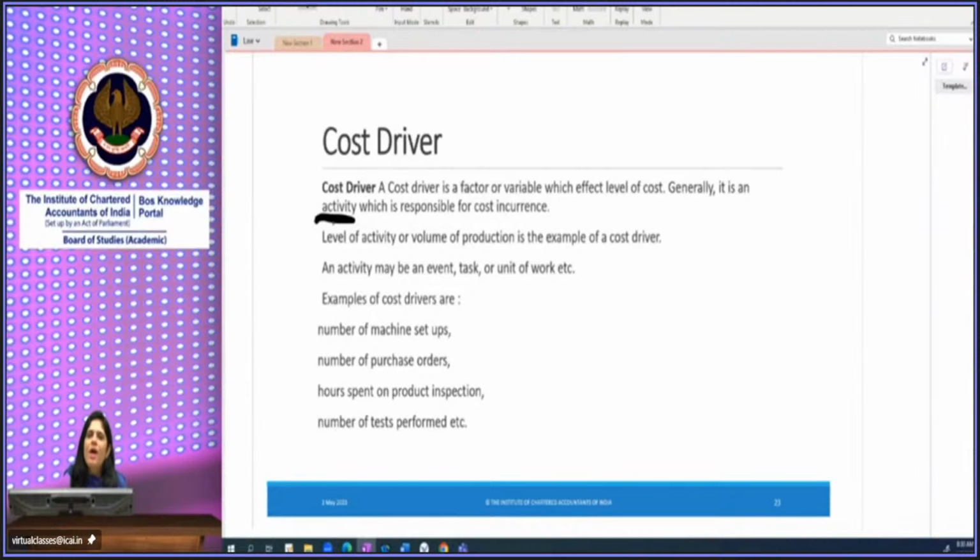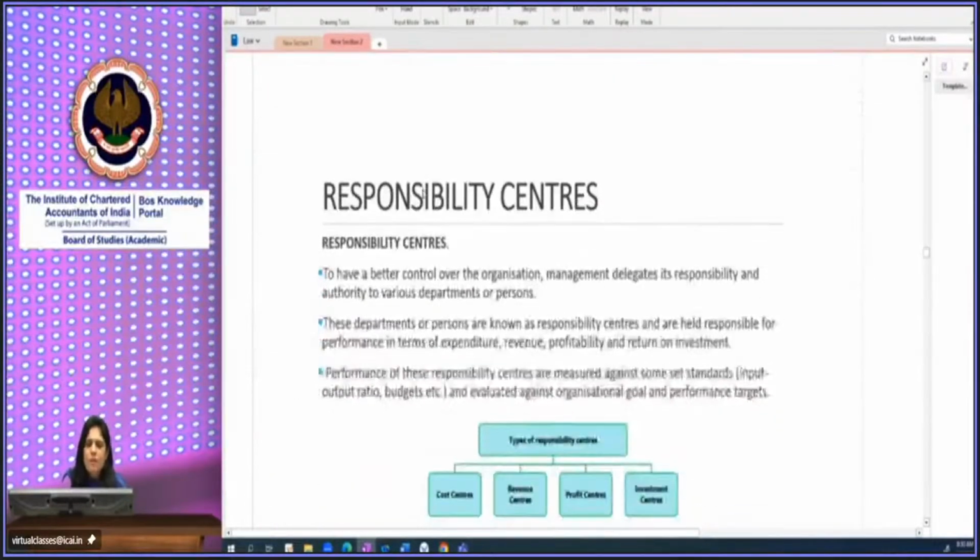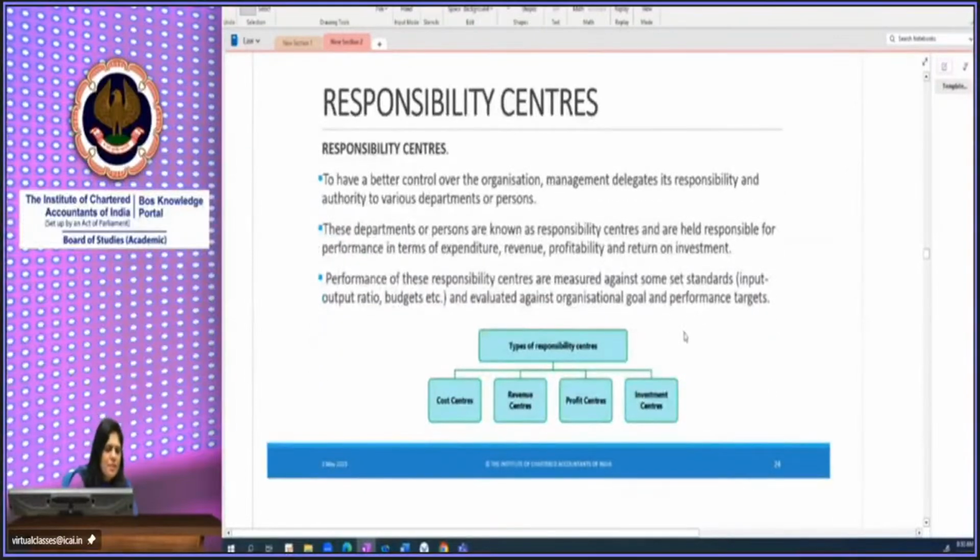So cost driver is the reason, the cause why the cost is happening. That is cost driver. What is incurring the cost? Clear? So that is cost driver. I hope you have understood the cost driver. Moving further, responsibility centers. So now we have moved to responsibility centers. I hope all the concepts are clear.